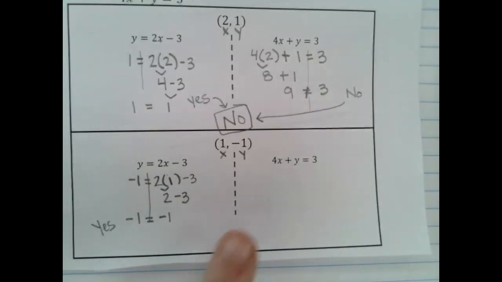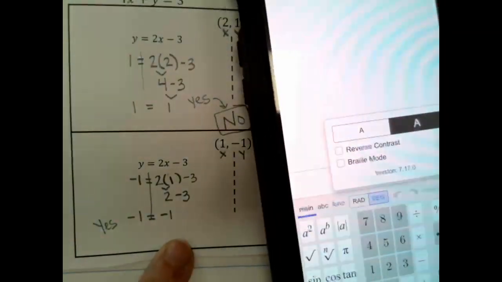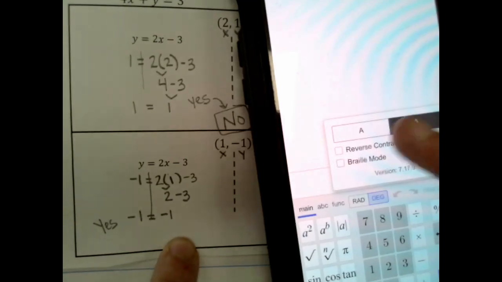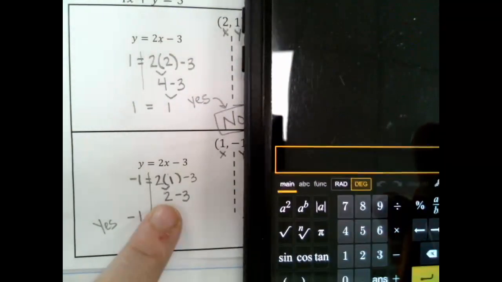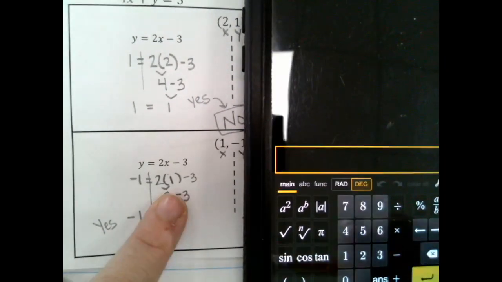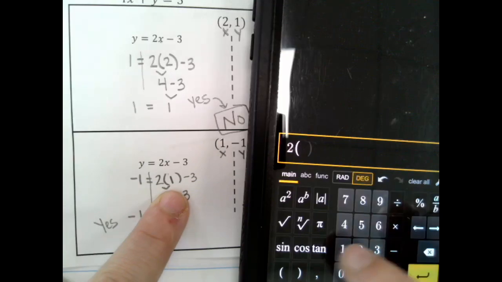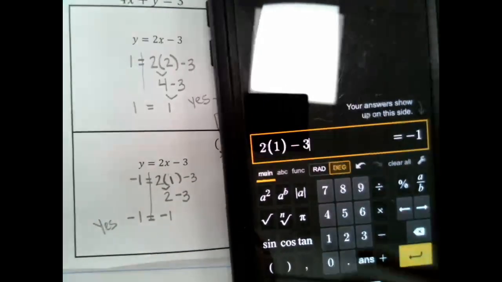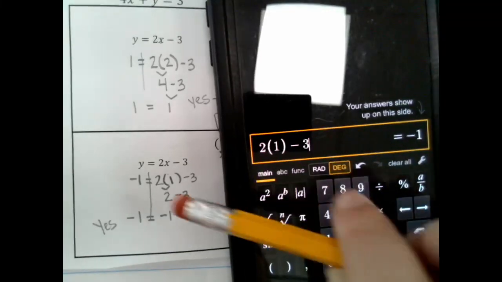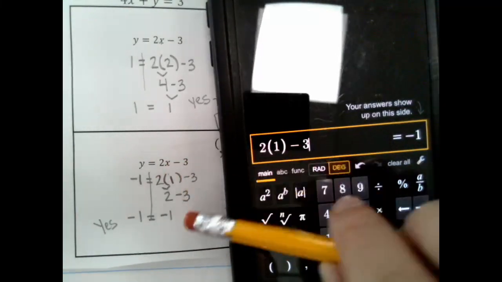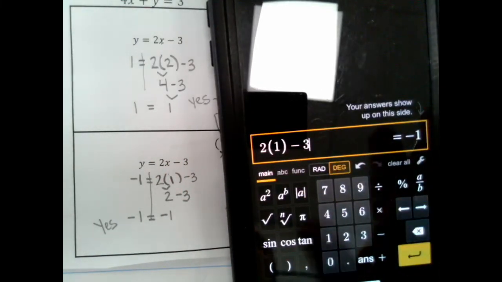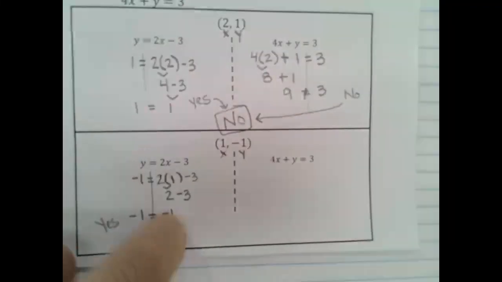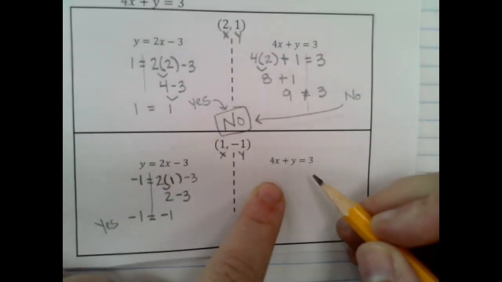On this side, now we need to check the other equation. Now, if that solving is a challenge for you, it's okay to use your calculator. Desmos does it in the right order for us. We can do 2 parentheses 1 minus 3, and it's going to find that answer, negative 1. So rather than doing it in multiple steps, you can just put it in your calculator and get that answer. Okay? All right, this time we have 4x plus y equals 3.